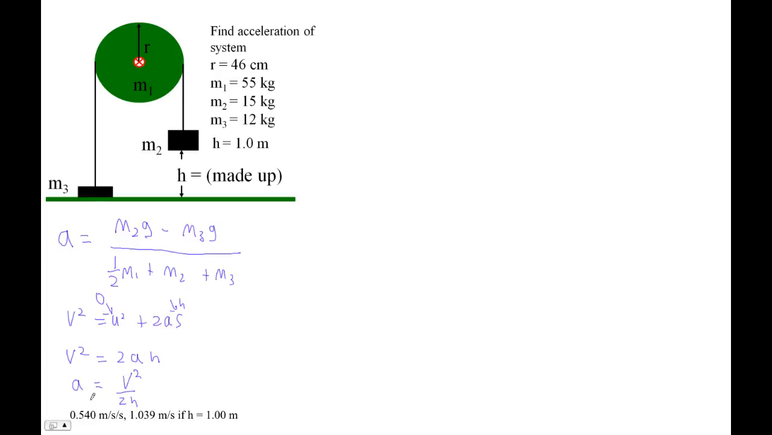So we'll set up an energy equation. When we arrive at v squared, all we have to do is divide by 2h, the presupposed h that we made up, and we should get this expression. Okay, that's the strategy. So let's set up our energy expression. The only energy we've got is, of course, the potential energy of this guy. This guy's resting on the ground. This guy is above the ground, so we just have m2gh.